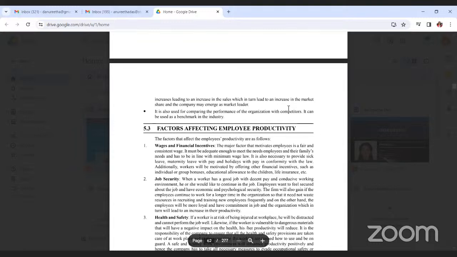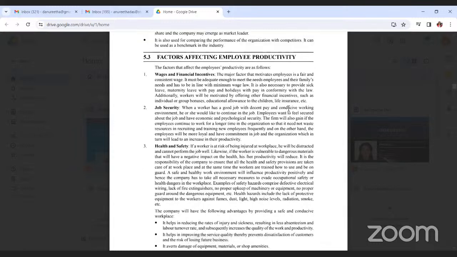Let us understand the factors affecting employee productivity: wages and financial incentives. What is wages and financial incentives? The major factor that motivates employees is a fair and consistent wage. It must be adequate enough to meet the needs of employees and their families, and has to be in line with minimum wage law. It is also necessary to provide sick leave, maternity leave with pay, and holidays with pay in conformity with the law.